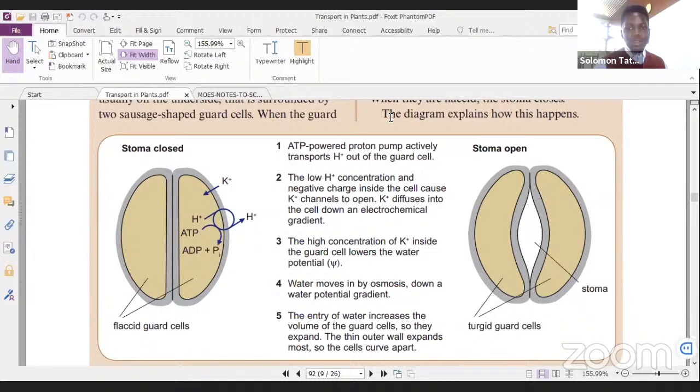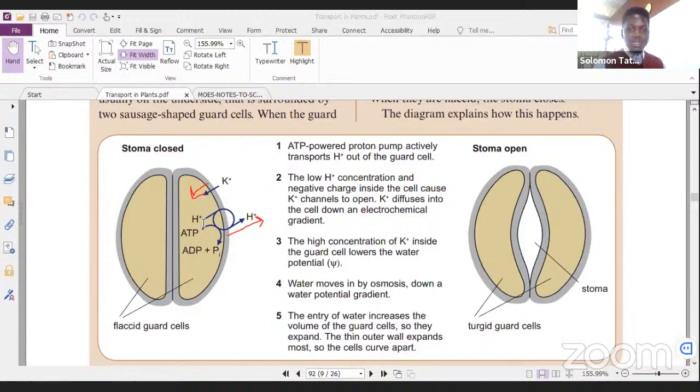Low hydrogen ion concentration and negative charge inside the cell cause potassium ion channels to open. So potassium ion channels open. That means potassium diffuses into the cell down the electrochemical gradient. Okay. Hydrogen out, potassium in. That's very key. Then the high concentration of potassium inside the guard cell lowers the water potential.